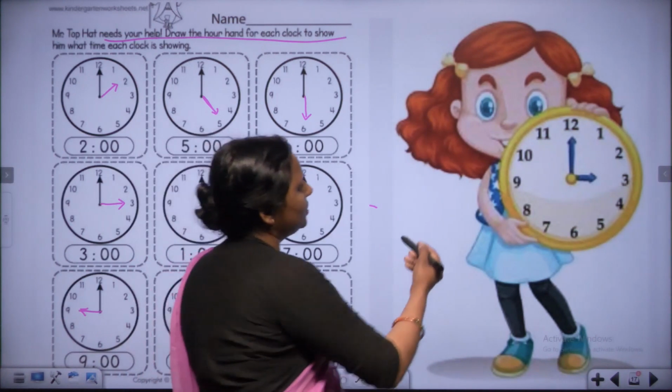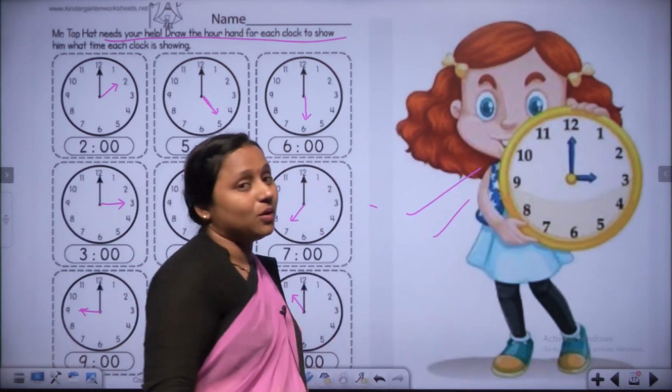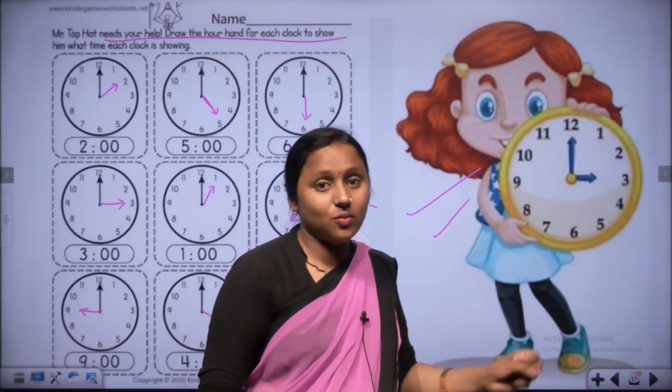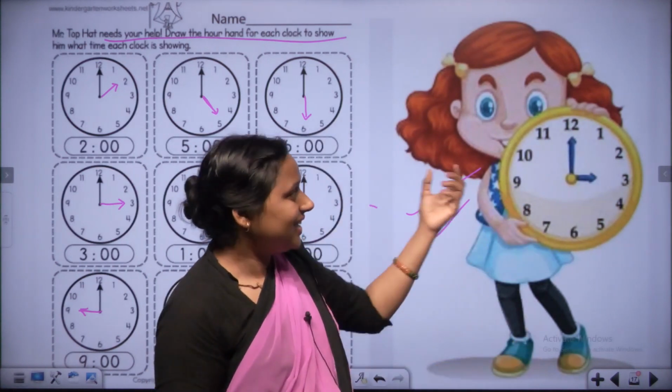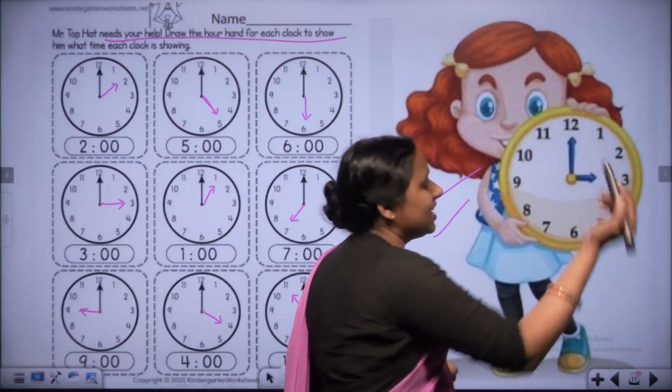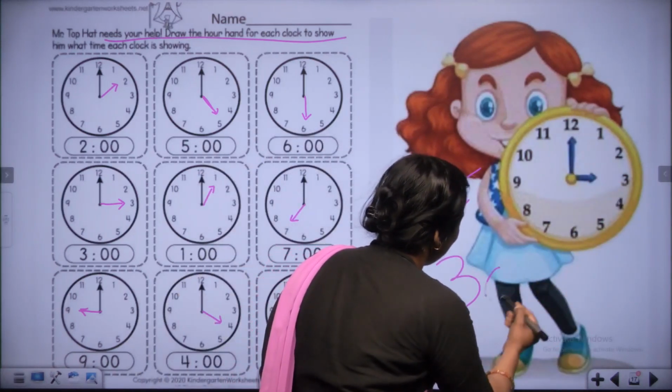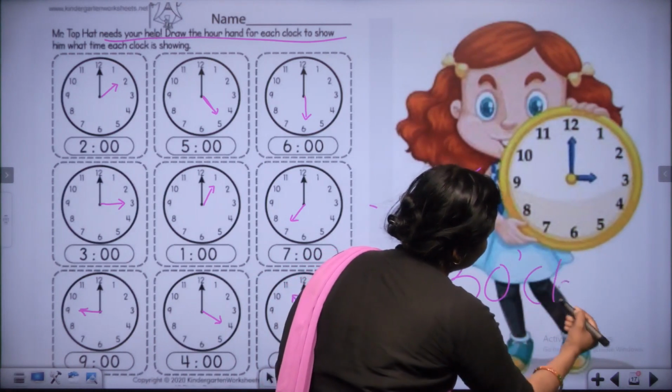Okay. Can you tell me what is this? This is a clock. Girl, hold a clock. What time it is? Yes. What's time, children? Yes. 3 o'clock. 3 o'clock.